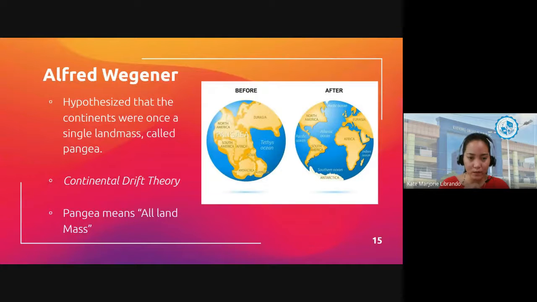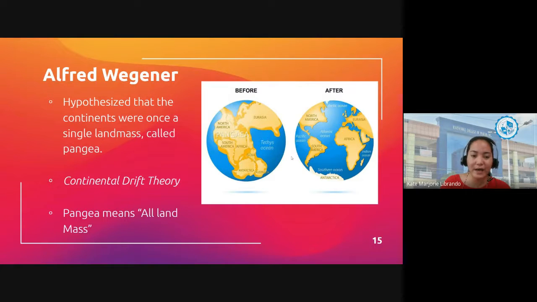Now, we all know who Alfred Wegener is, right? He is the one who hypothesized the continents were once a single landmass called Pangaea, and he's responsible for the continental drift theory. Pangaea means all landmass, as you can see here in the illustration, the before and after. As you can see, there's a huge difference. South America and Africa fit perfectly into each other.